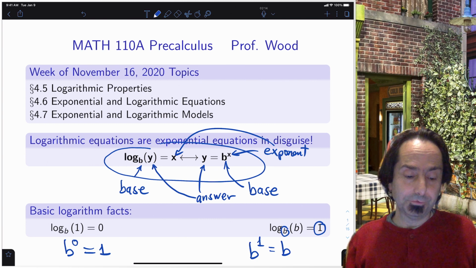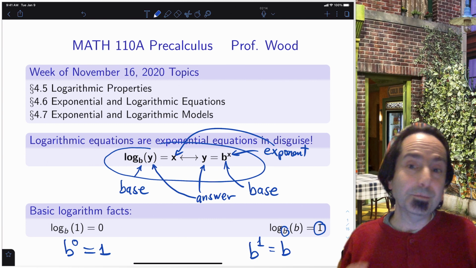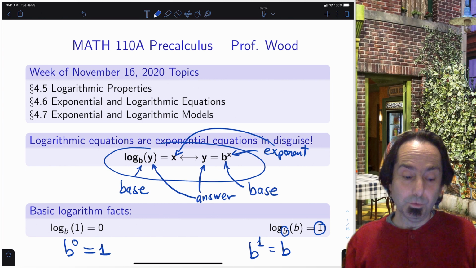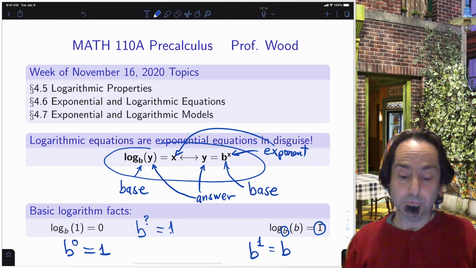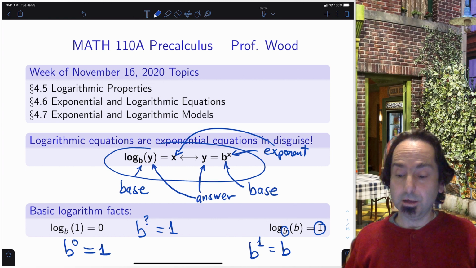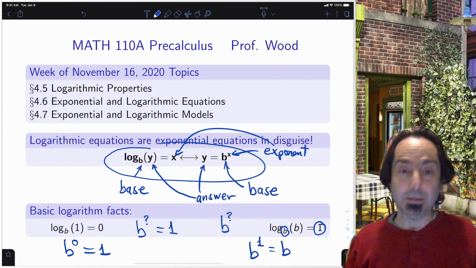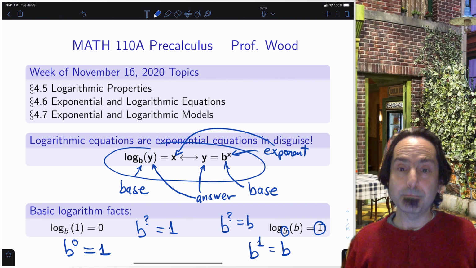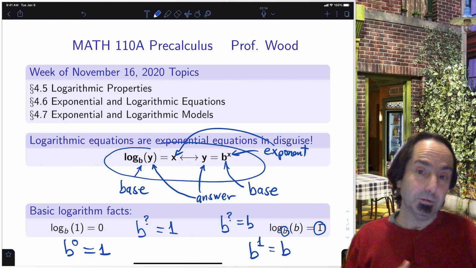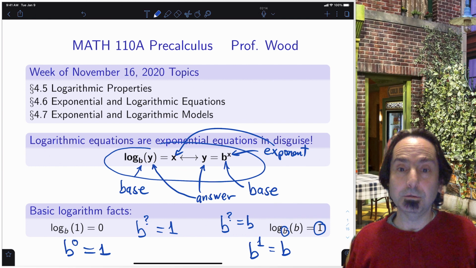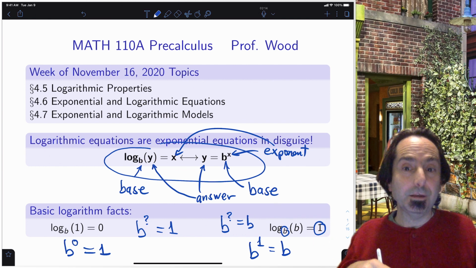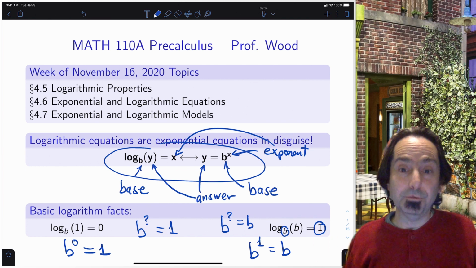Another way to think about this is the logarithm is asking for the exponent. When we say log base b of 1, we're asking what power of b is equal to 1. And when we say log base b of b, we're asking what exponent of b is equal to b. And so the answers are clear. On the one hand it's 0, the other hand it's 1. So keep that in mind. It's going to come up a lot as we solve these problems.